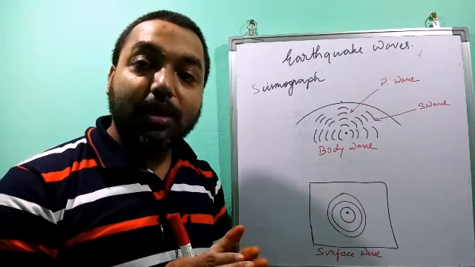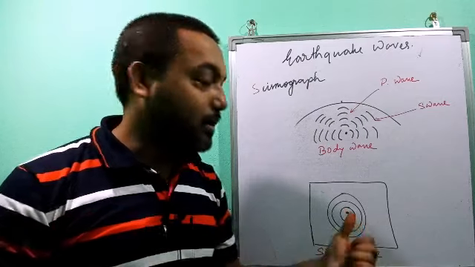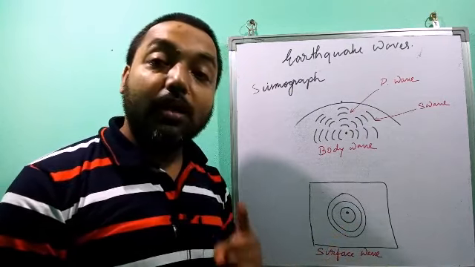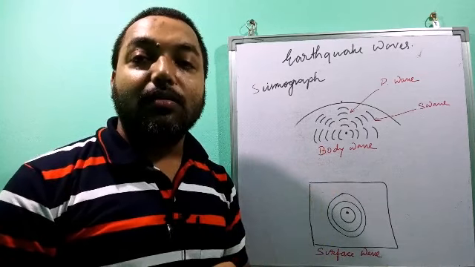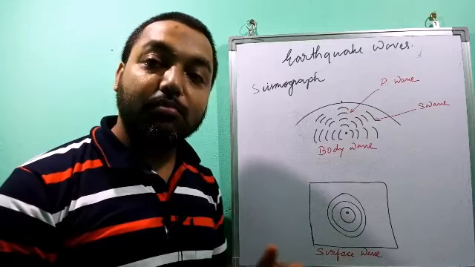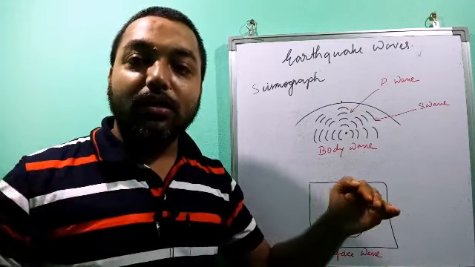So on the surface of the earth, this type of wave movement is known as a surface wave. These surface waves are more destructive than body waves, because body waves operate inside the earth, but surface waves operate on the surface of the earth. It starts spreading in all directions.